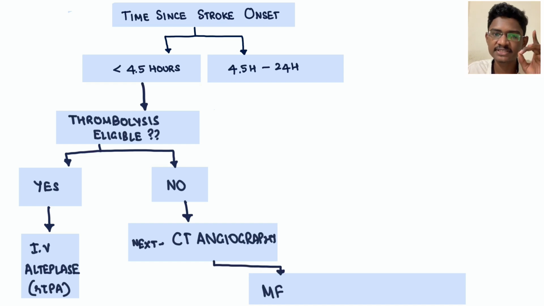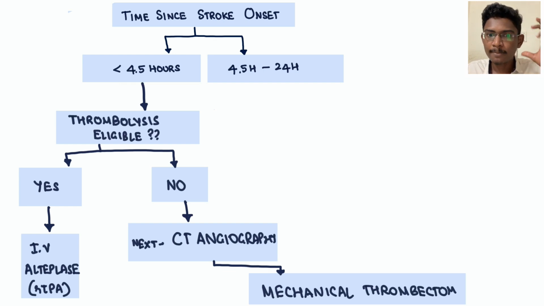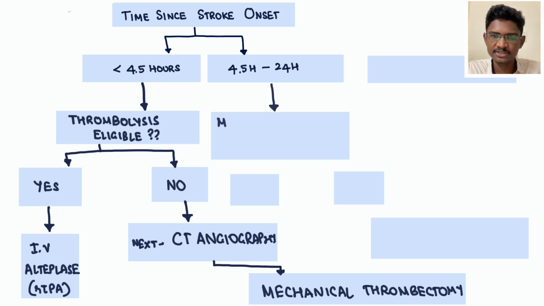Next step is CT angiography. Why do CT angiography? So that you can plan for mechanical thrombectomy in these patients. The patient might have some contraindication for thrombolysis, but mechanical thrombectomy we can do. So go for CT angio, and in CT angio, if you find that he is a candidate for mechanical thrombectomy, go do the mechanical thrombectomy. Okay, this segment is over.